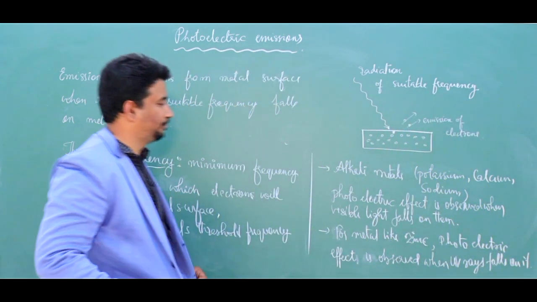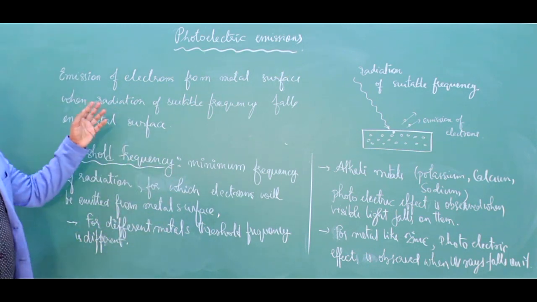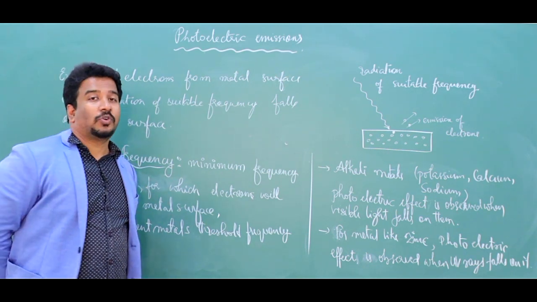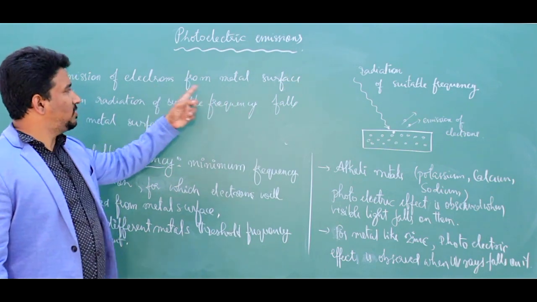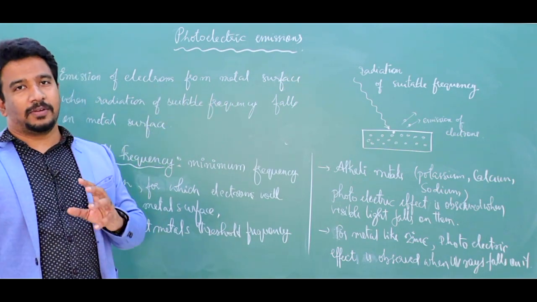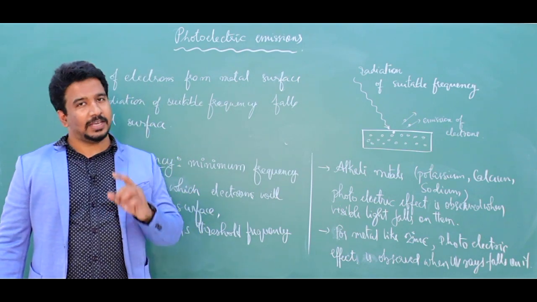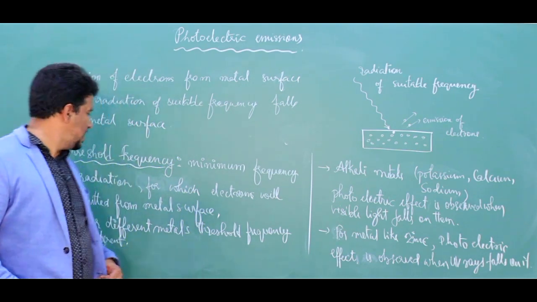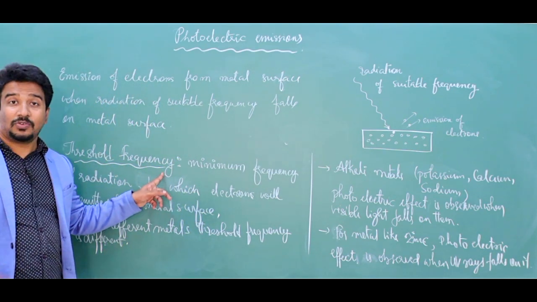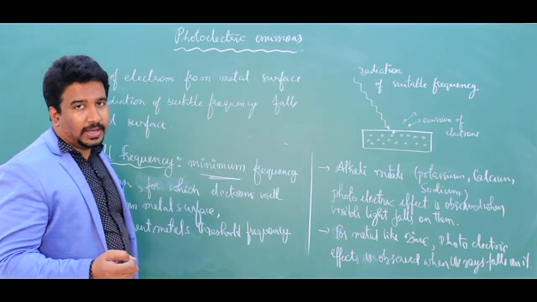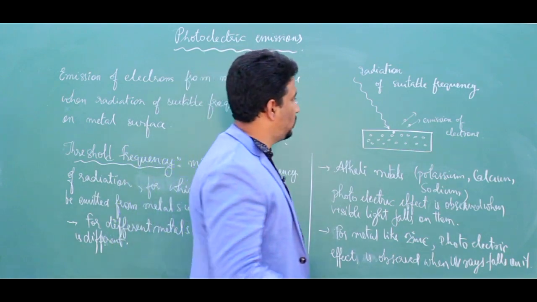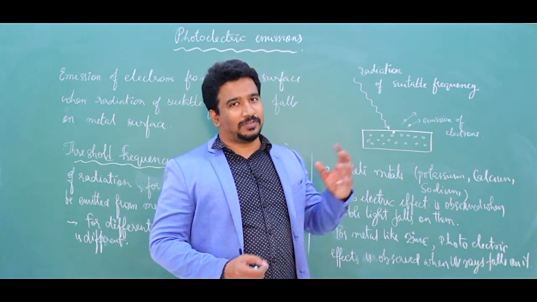So this is about photoelectric emission. See, what is photoelectric effect? That is a phenomenon of emission of electrons from the metal surface when radiation of suitable frequency falls on it. That is a very important thing. And another one is threshold frequency. What is threshold frequency? Minimum frequency that is responsible for electron emission from the metal surface. For different metals, threshold frequency is different.